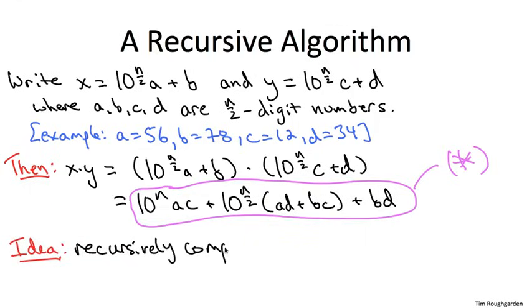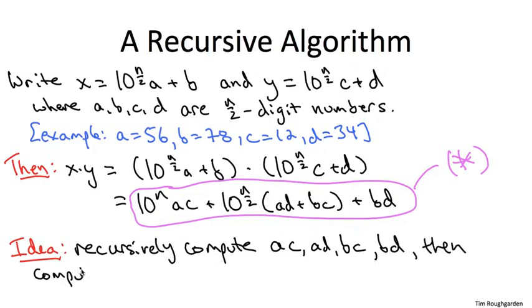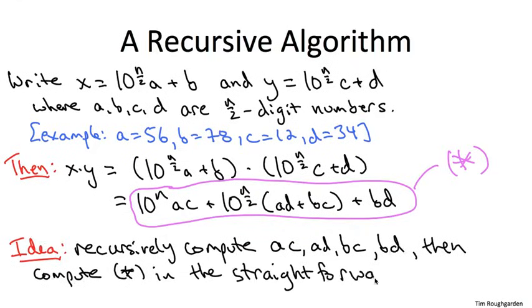After all, the inputs will be smaller. And then once our 4 recursive calls come back to us with the answer, we can formulate the rest of expression star in the obvious way. We just pad a times c with n zeros at the end. We add up AD and BC using the grade school algorithm and pad the result with n over 2 zeros. And then we just sum up these 3 terms, again using the grade school addition algorithm.